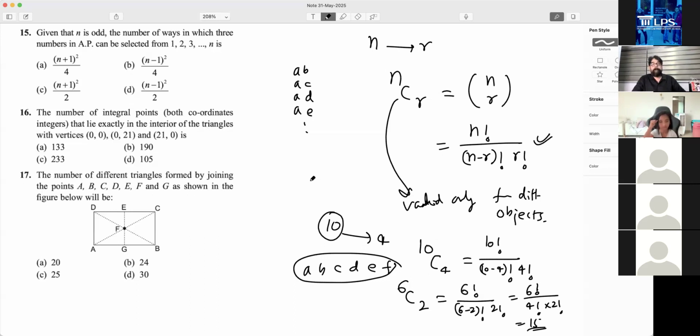Sir, what is the difference between NPR and NCR? NPR means if you have to select R objects from different ones and arrange them. If you have to do arrangement, it is NPR. P means permutation. C means combination. Thank you, sir.